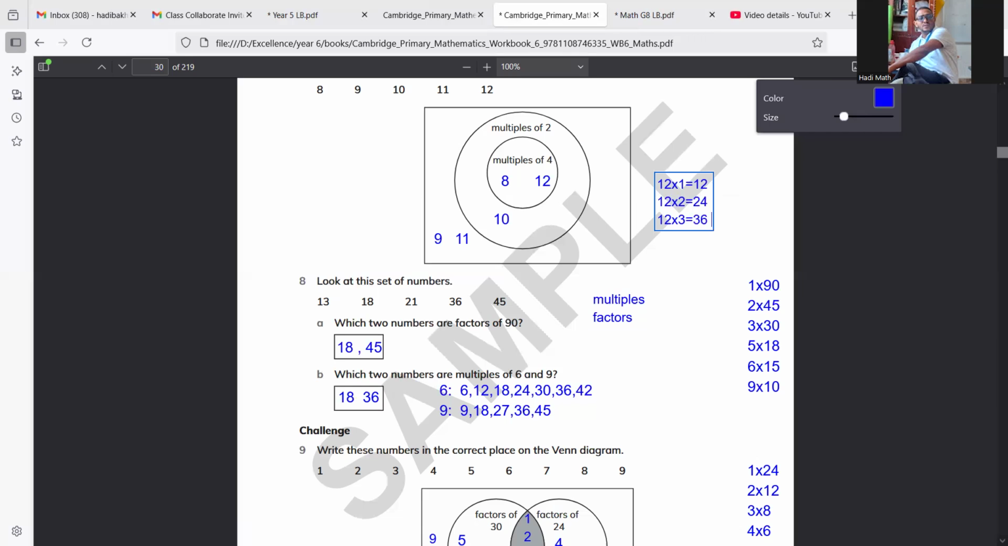And remember, multiples never end. You can go on forever. They will never end because every time you can multiply by another different number.